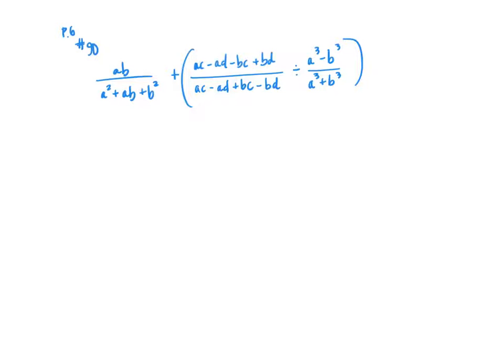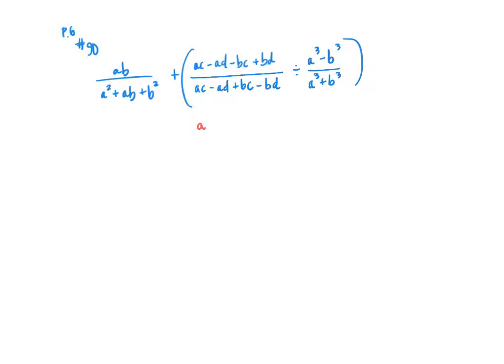Okay, in number 90, there's just a lot of factoring going on. So notice the parentheses. I'm going to start there. You would start there anyway because of the division. But looking at this first rational expression in the parentheses, it looks like I've got 4 terms. So I am going to factor by grouping and see if that helps me.